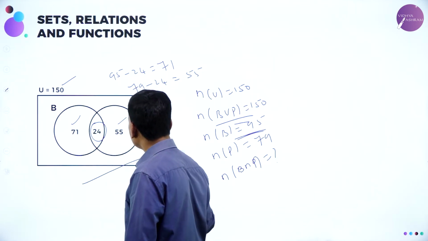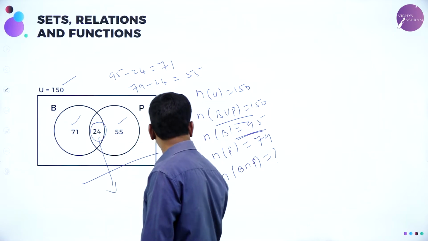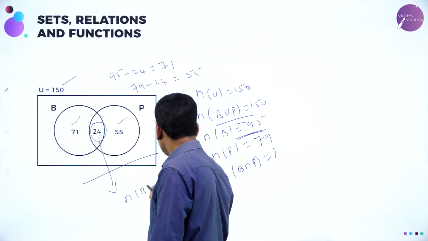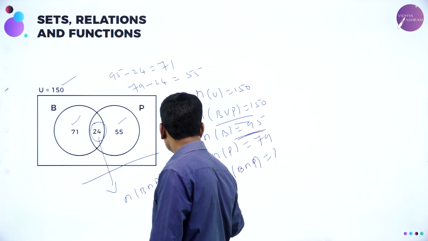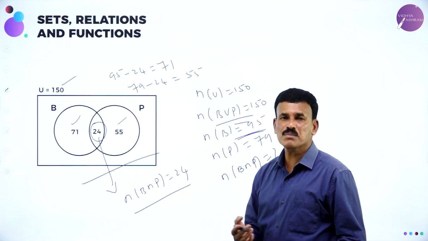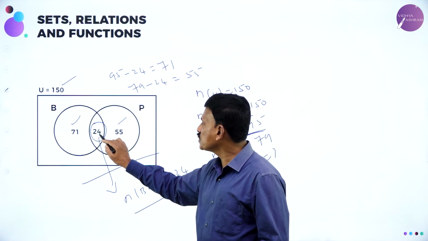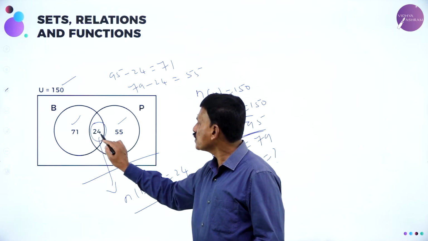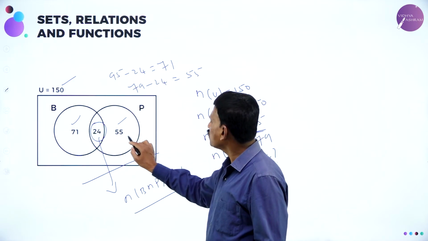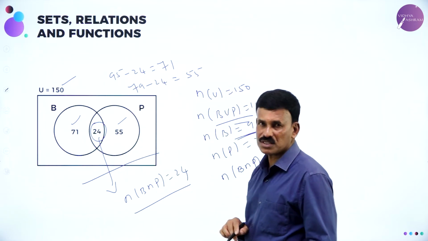So, this is how we are going to represent it. This is the representation of the result in a Venn diagram. The number of students who take both is 24, and therefore 71 plus 24 is 95, 24 plus 55 is 79. That's it. Okay.